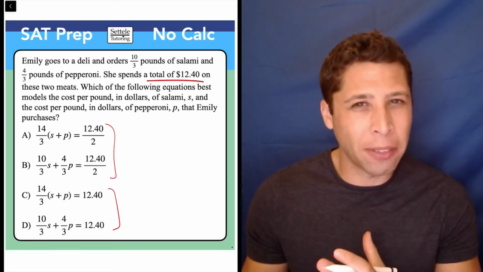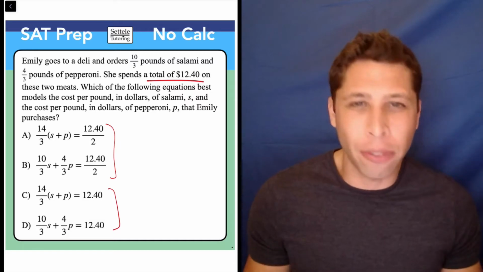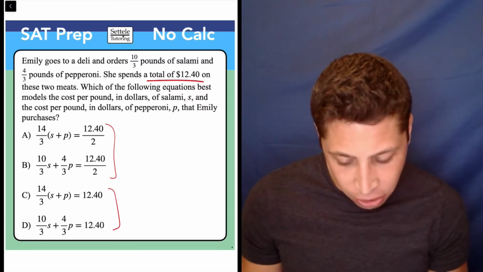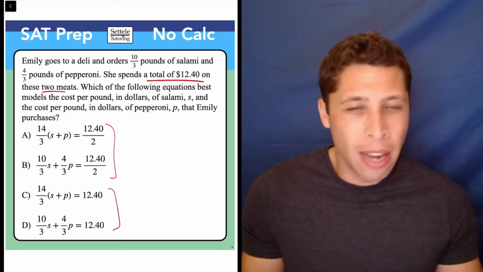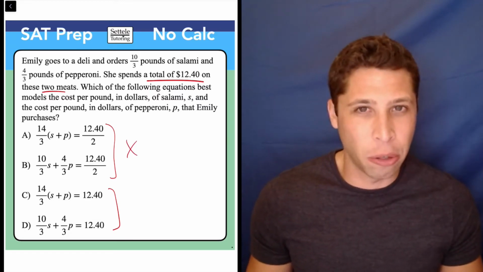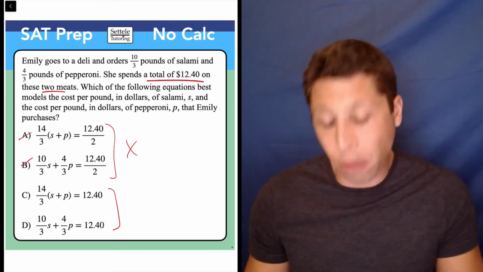I usually, when I have an equation, want a total. I don't want to take the average of these things. They're just trying to get us to do the total amount spent on these two meats, and we have rates going on. Really, there's just no reason to divide this by 2. It makes no sense in the story. So A and B are wrong right off the bat.